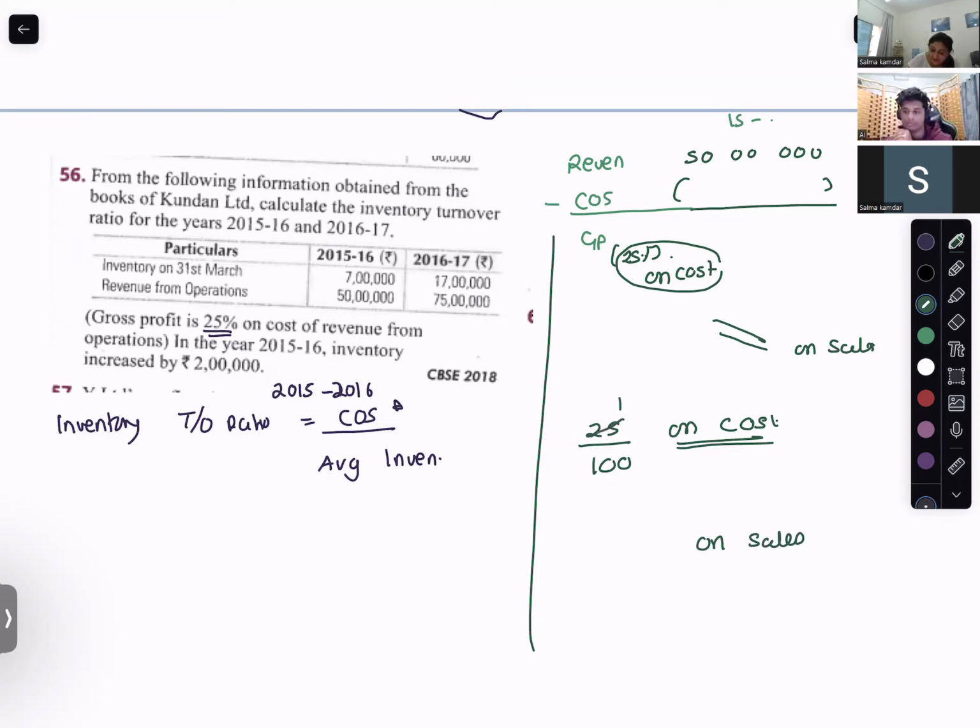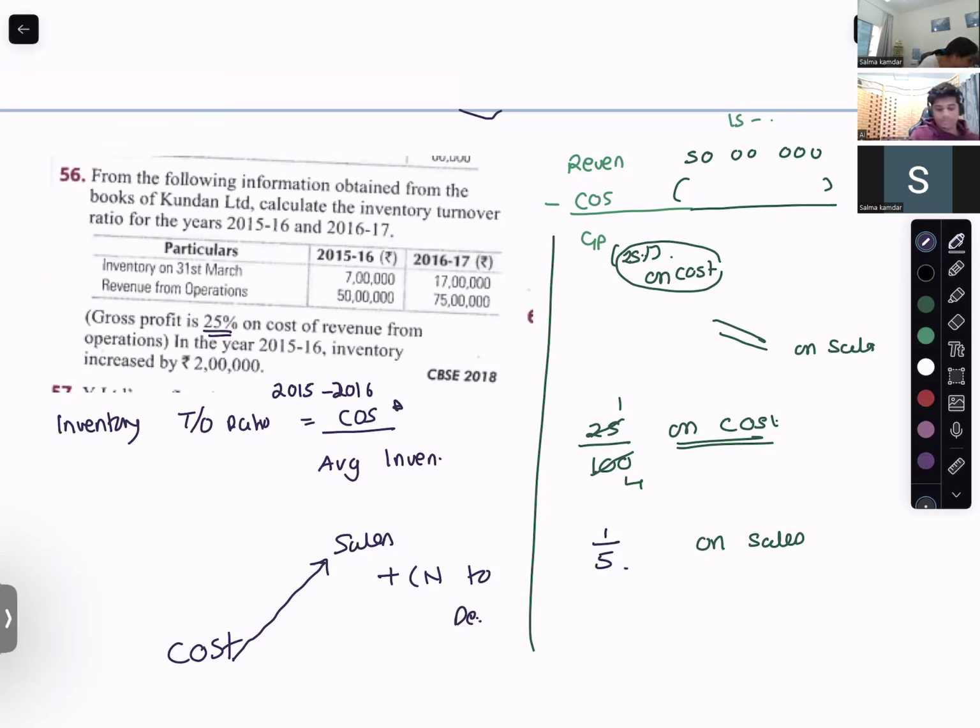So 25 ones are 1 and 4s are 100. So it's 1/4 on cost. Cost is a smaller figure. Sales is a higher figure. So from the cost, if you have to go to the sales, what will you do? Add the numerator to the denominator. So 1/4 on cost becomes 1/5 on sales.